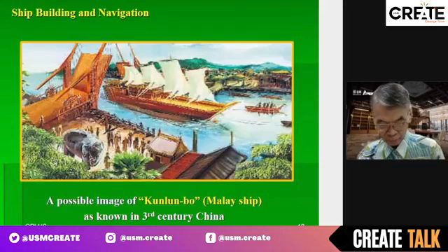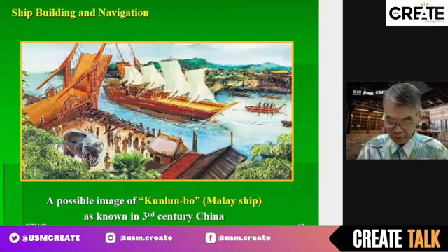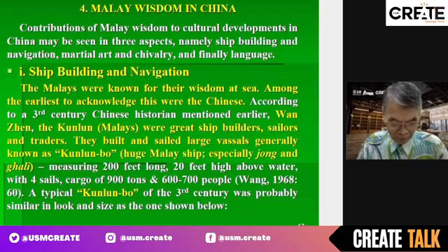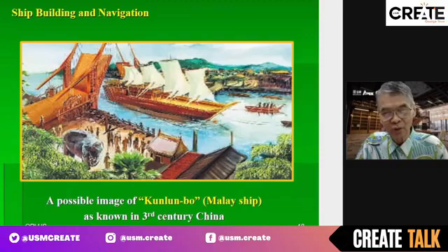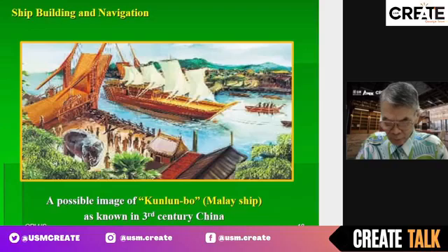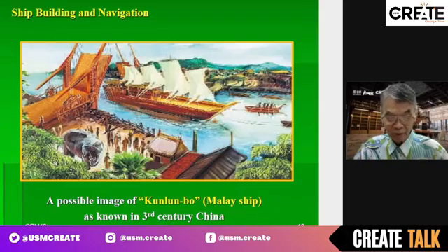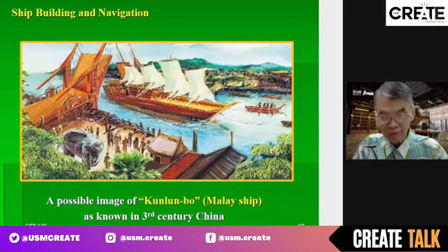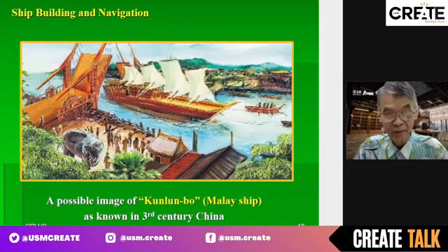Now, a typical Kunlun Bo of the 3rd century was probably similar in look and size as the one shown below. I have tried to look for the 3rd century picture. I couldn't find, but this is the nearest. Okay, this is a possible image of Kunlun Bo, Malay ship, as known in the 3rd century China. Huge ship. You can see there, the ship has 4 sails.